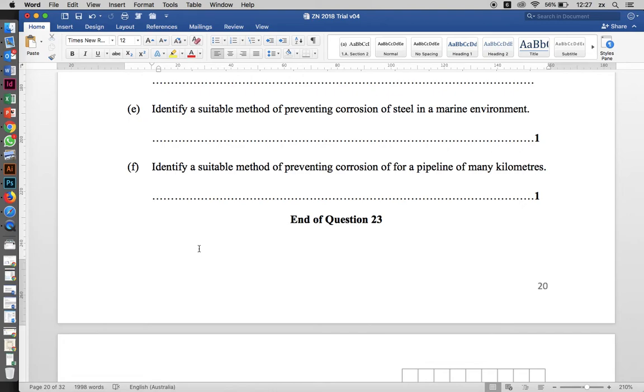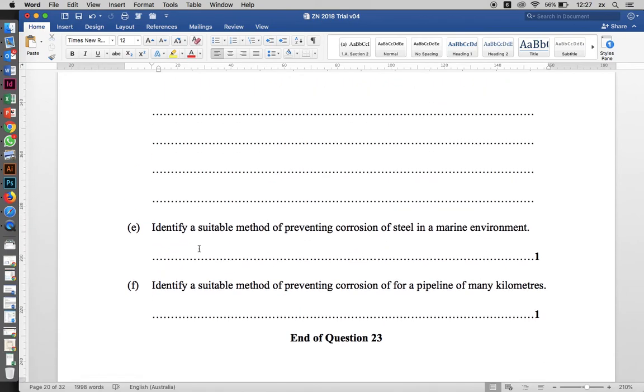Okay, identify a suitable method for preventing corrosion of steel in a marine environment. Sacrificial anode. A block of zinc is probably what you want to go with there. Identify a suitable method for preventing corrosion in a pipeline of many kilometres. The answer there should be run a low current through it, ICCP, impressed cathodic current protection.